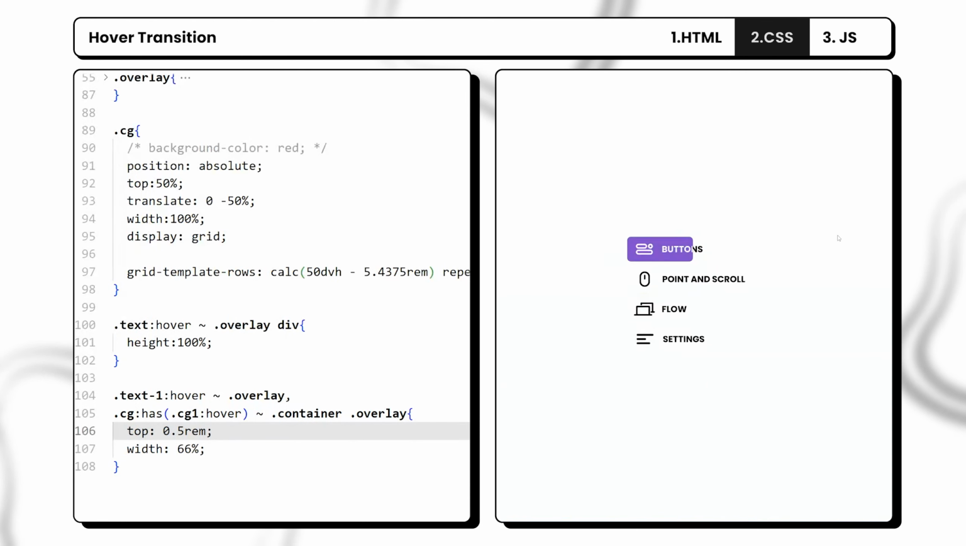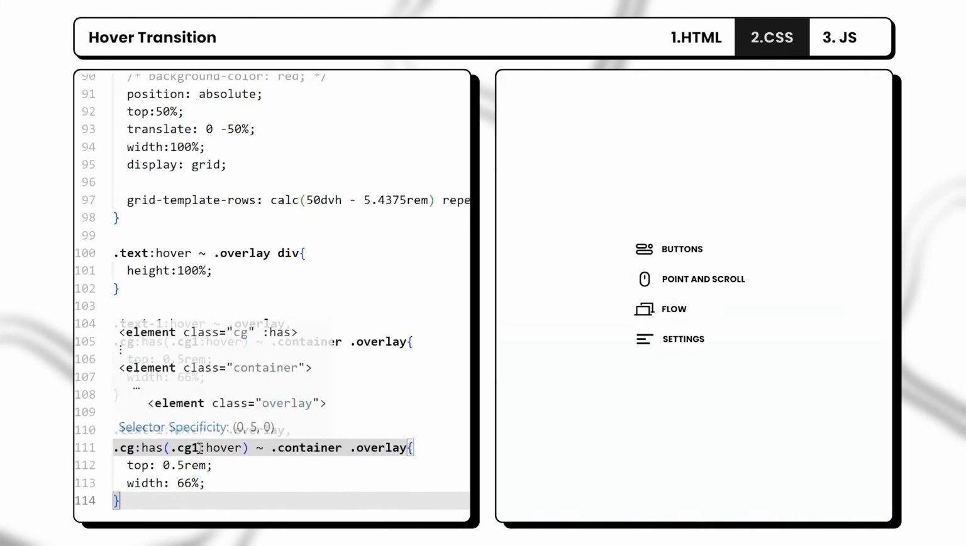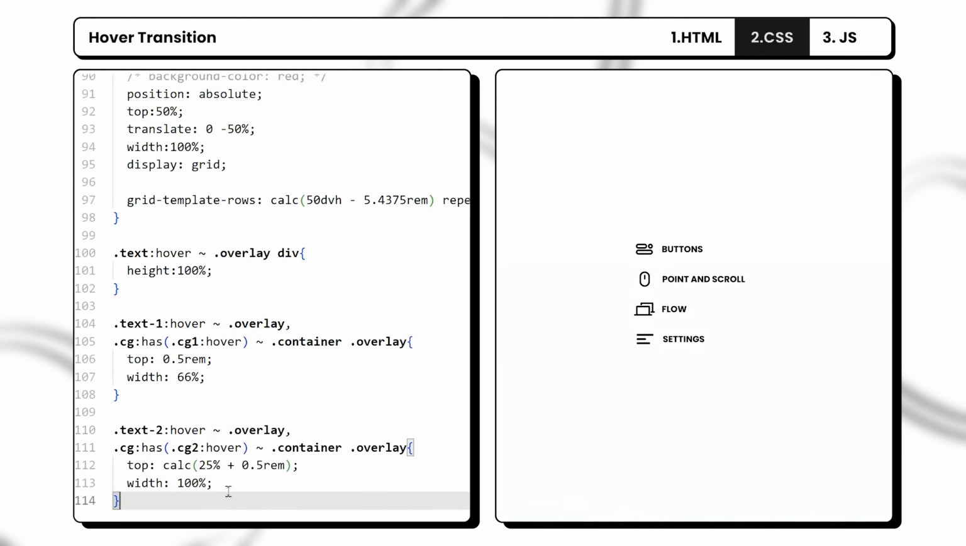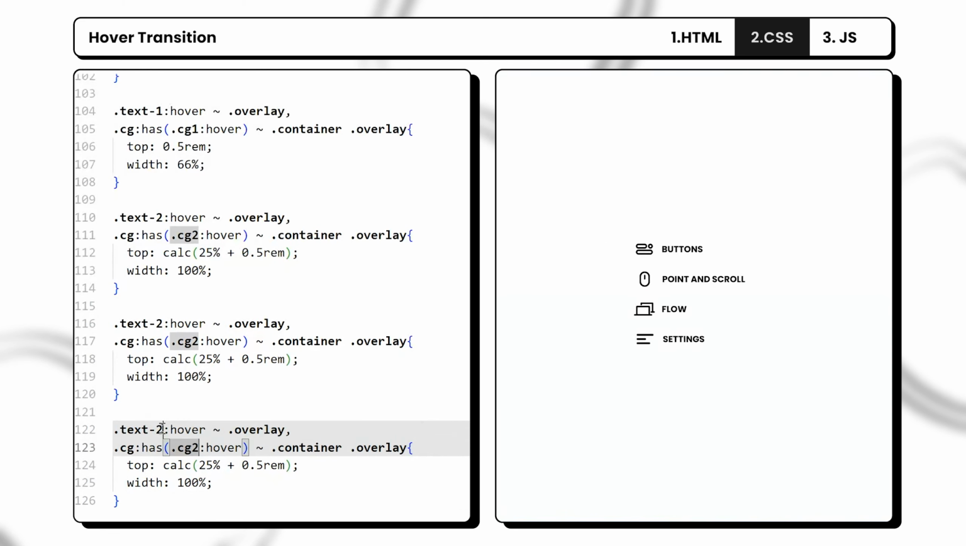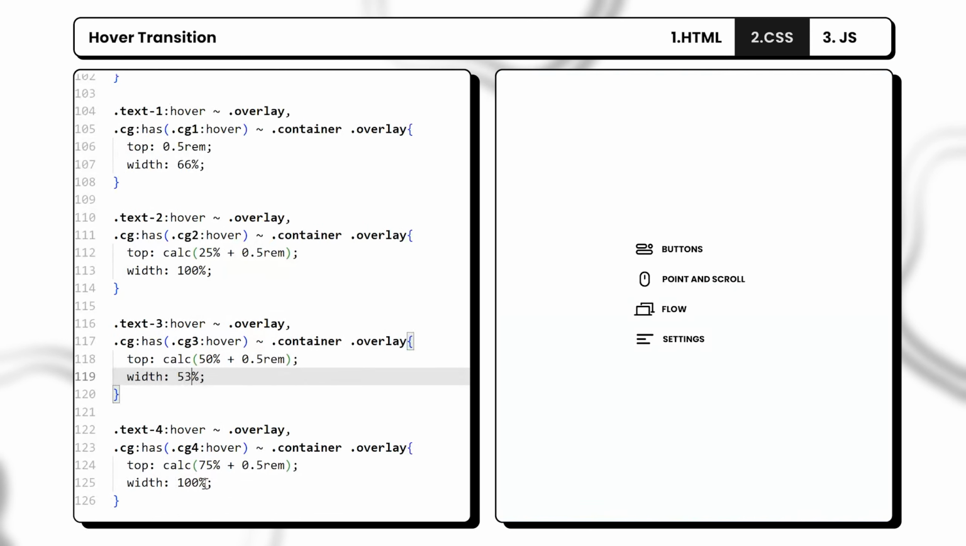So now we will do the same, but for the second element, so change it to .text2 and CG2, and we will set the width to 100% and top to calc(25% + 0.5rem). Let's remove the second percentage, and now both elements work. And now let's do the same to the rest. So let's change this to 4 and this to 3, and we will do calc 50% and 75%, and for the width we will do 53% and 67%. And now we're pretty much done.